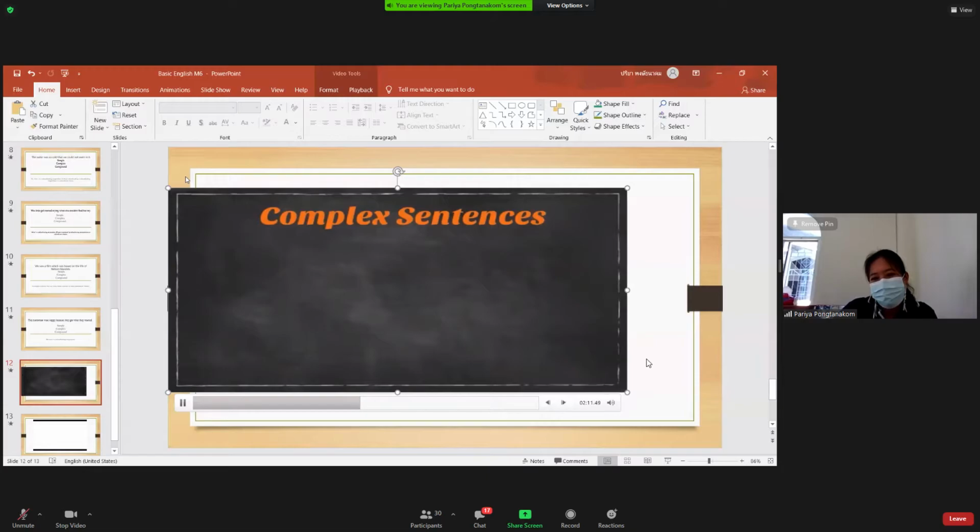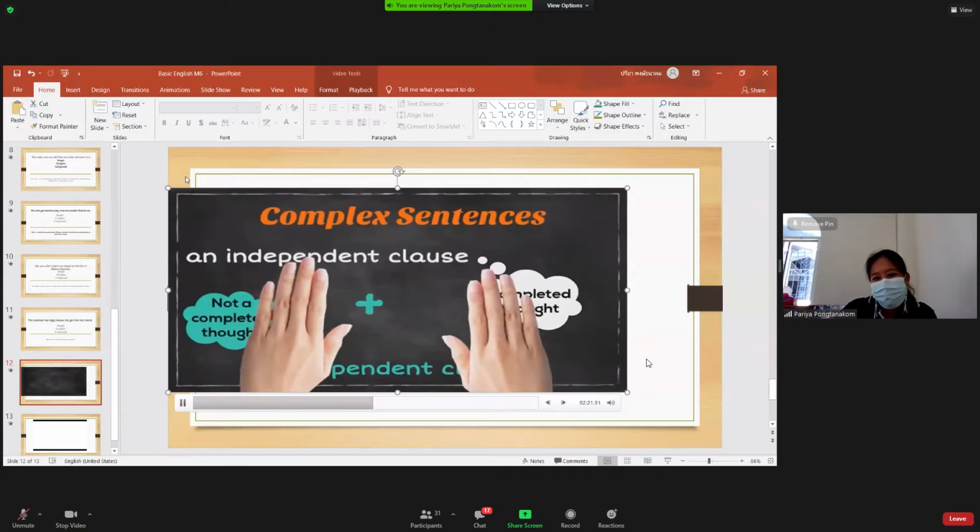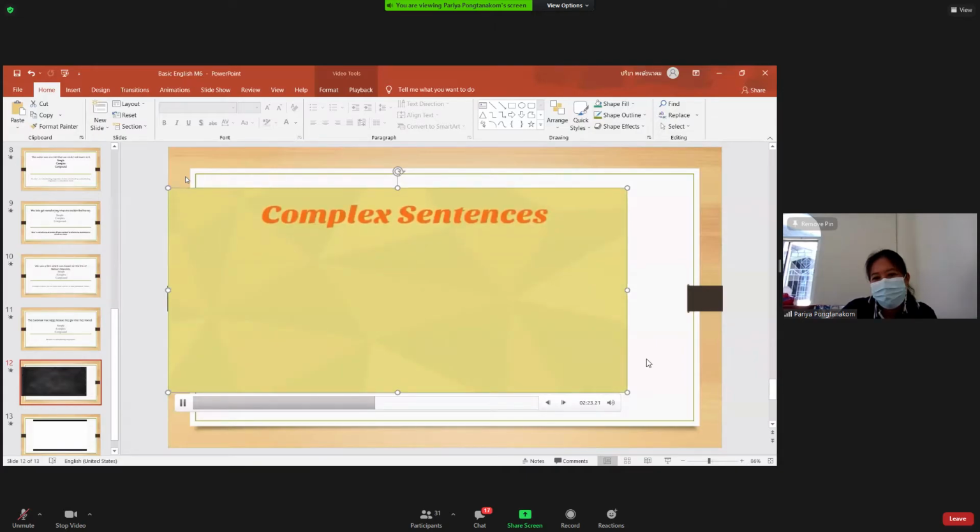Complex sentences. Complex sentences are composed of an independent clause and a dependent clause. Dependent clauses are not completed thoughts. Here is a complex sentence. When he won the award, everyone cheered.